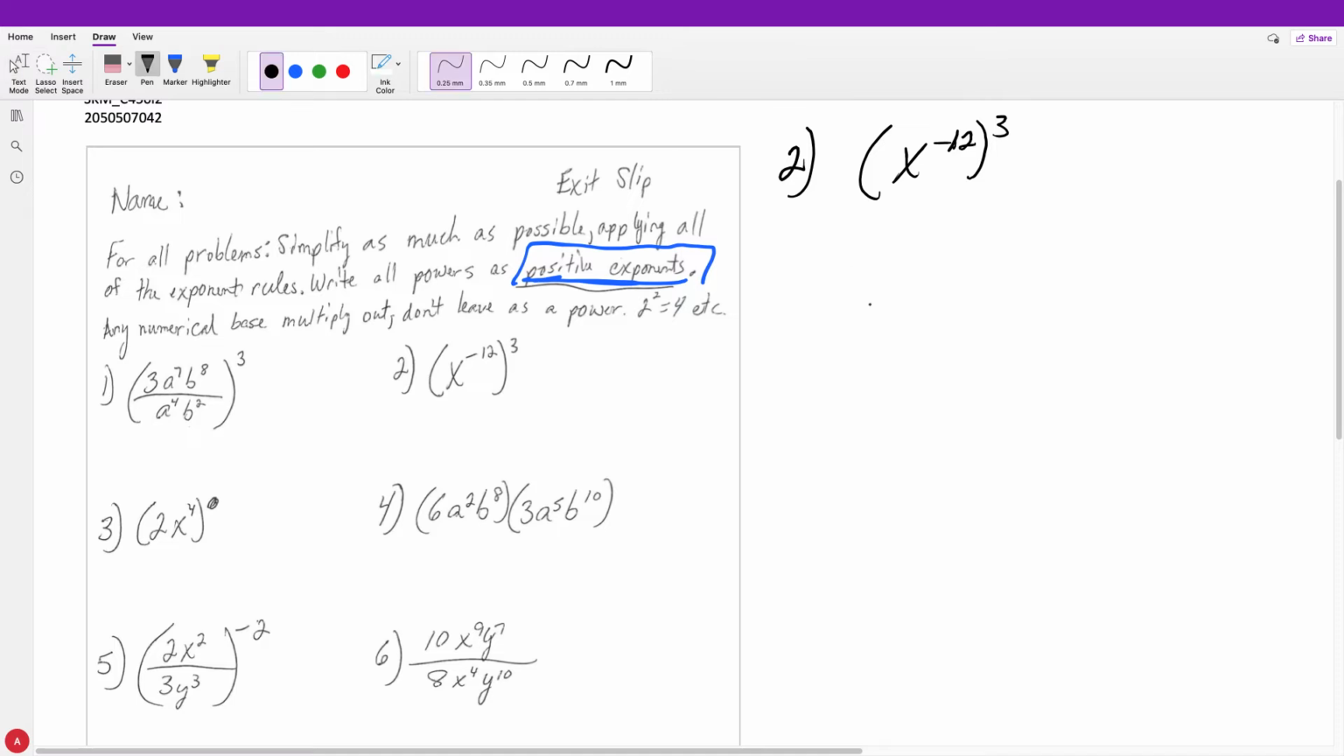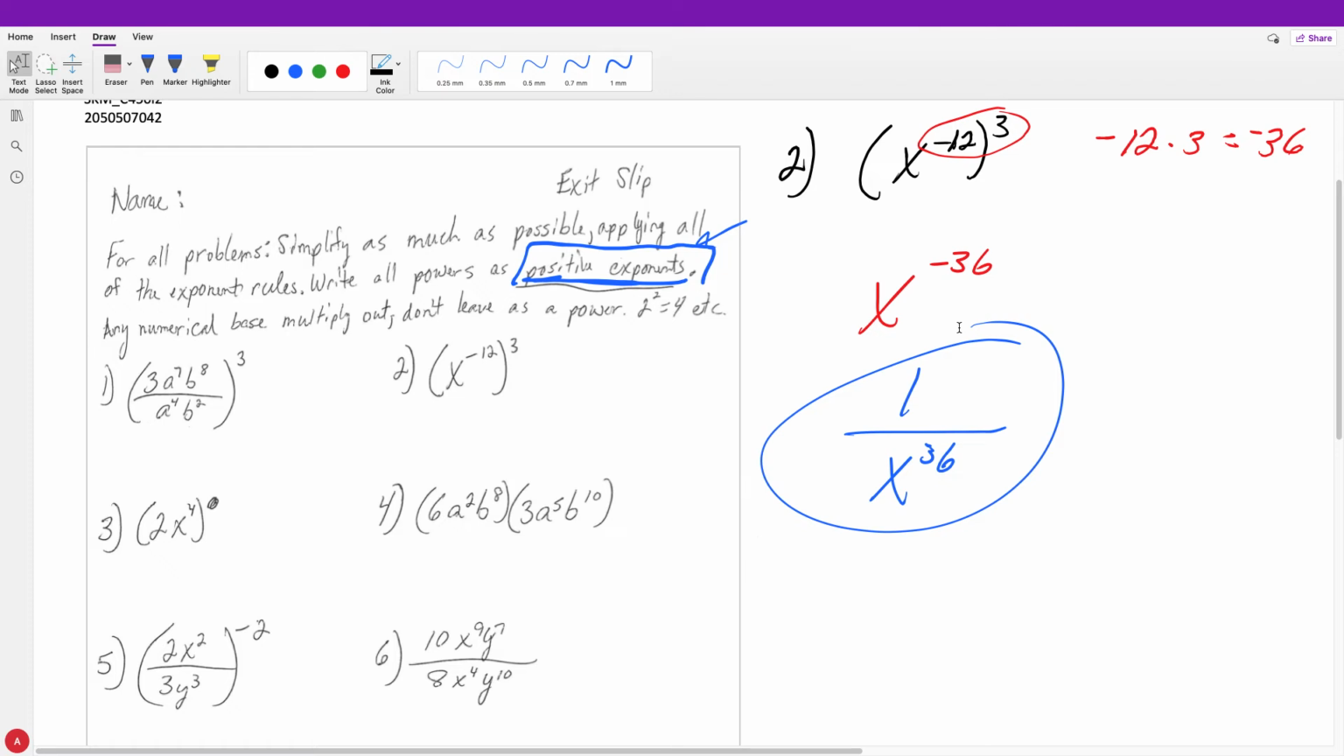All right, so for this one, we have x to the negative 12 power raised to the 3rd power. Now, there's different ways we can do this. You could simplify inside your parentheses first. I'm just going to go ahead and multiply these together first. We know our rule is we multiply power to a power, so it's just going to be equal to negative 36. So now I have x to the negative 36 power. However, we cannot leave it with a negative exponent. They all need to be positive. So since this was in our numerator, we would then flip it and take its reciprocal and move it to our denominator. So it will be 1 over x to the 36 power.